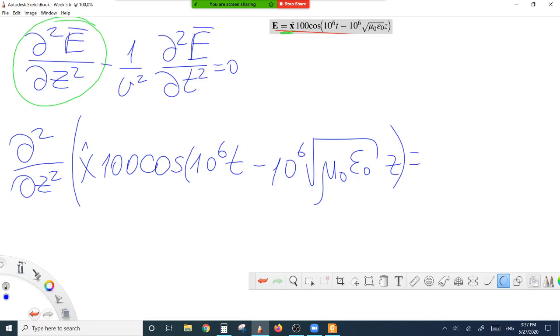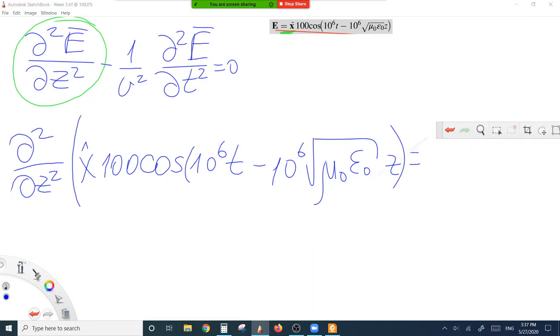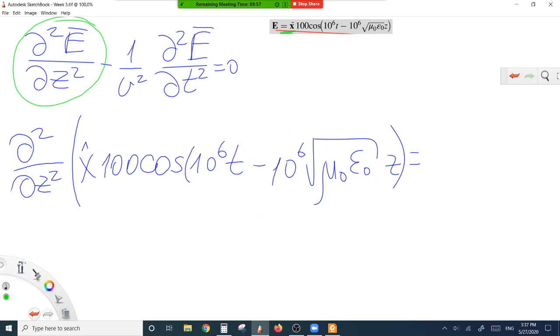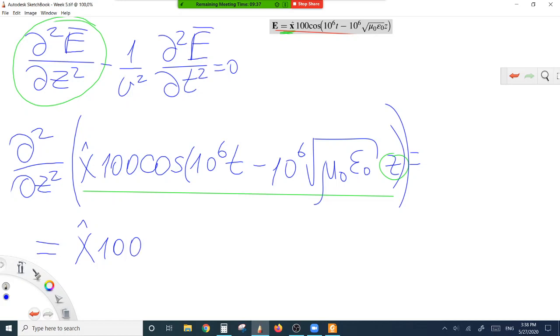If we take the second derivative from this function with respect to z, okay, here I forgot one more bracket. With respect to z, what do we get? x̂ is constant, 100 is also a coefficient.